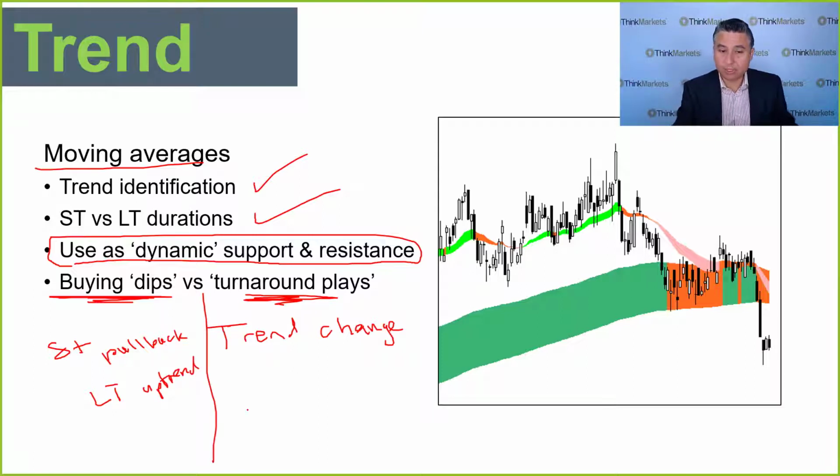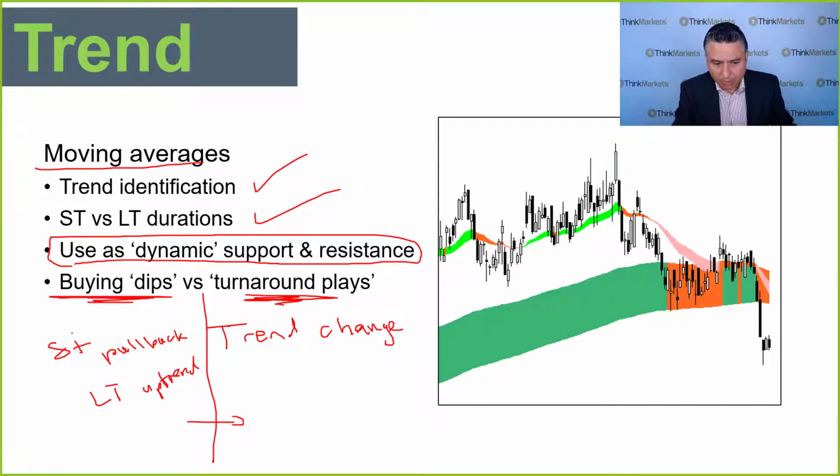Okay, we need to understand the difference between the two, and then somewhere down the track, for that AGL example, maybe there is an opportunity to buy the broader dip, the multi-year dip. But that's not really buying the dip, because a dip does not go on for multiple years. That's more of a turnaround play.